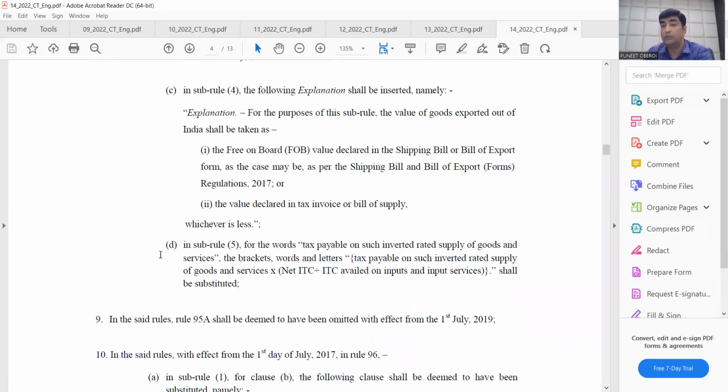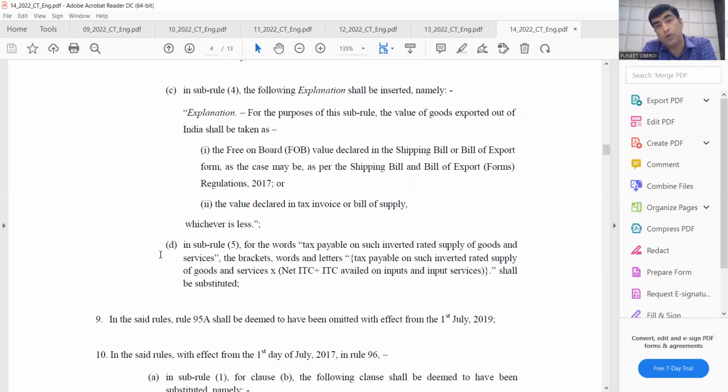Another change is in Rule 89.5, which is very, very important in the case of refunds of inverted duty structure. So there has been a change in the formula. Friends, before we understand the change, we also need to understand that there was a much talked about judgment of VKC Footsteps of the Gujarat High Court, which was in favor, where it had basically read down this formula under Rule 89.5, and they had included in the calculation the amount of ITC relating to services also. There was a contradictory judgment of the Madras High Court also.